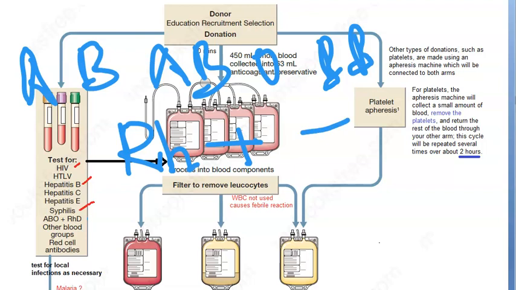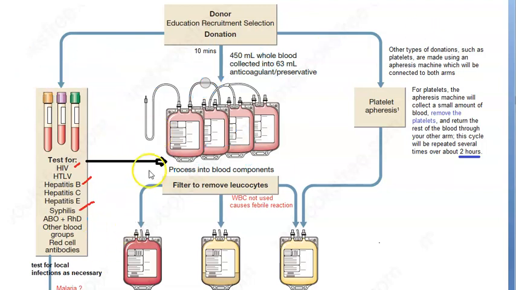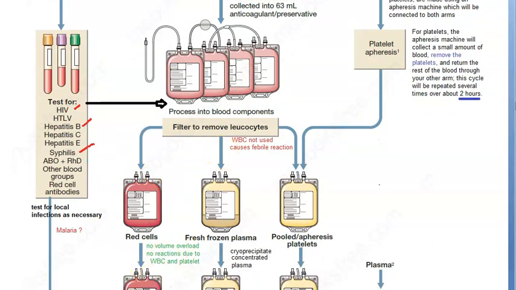Okay, and then what will they check for? They will check it for diseases. What diseases will they check it for? They will check it for HIV, hepatitis, syphilis and local diseases, whatever they are scared of. That also they can check. Okay, like malaria, Chagas disease, etc. and all they can check for. Okay, based on their need they will check.